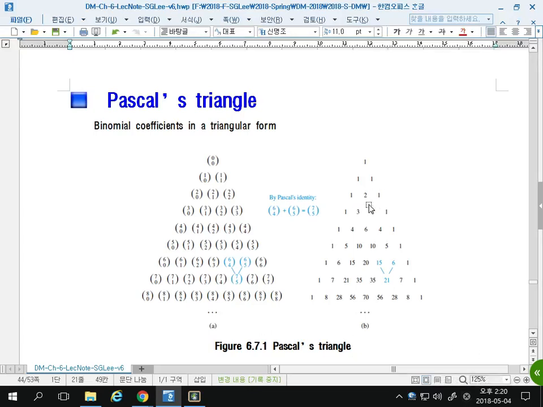And also important thing is when you add 1 plus 1, it gives 2. 1 plus 2 gives 3. 3 plus 3 gives 6. 1 plus 3 gives 4, like this, isn't it? So addition of these two gives the bottom one, like this. This is an interesting fact that we can see from this triangle.